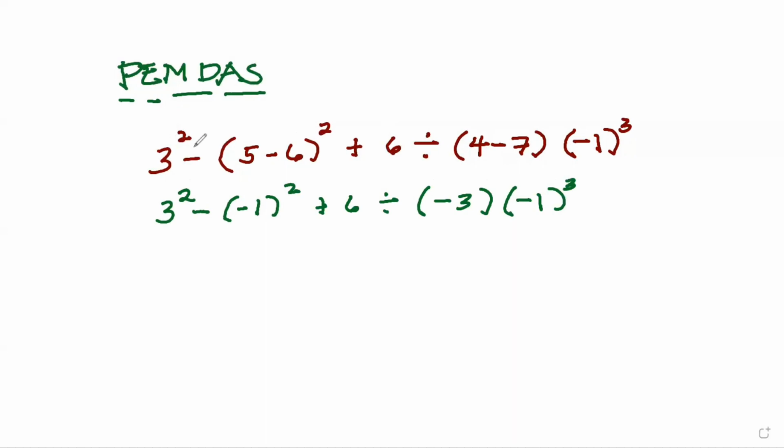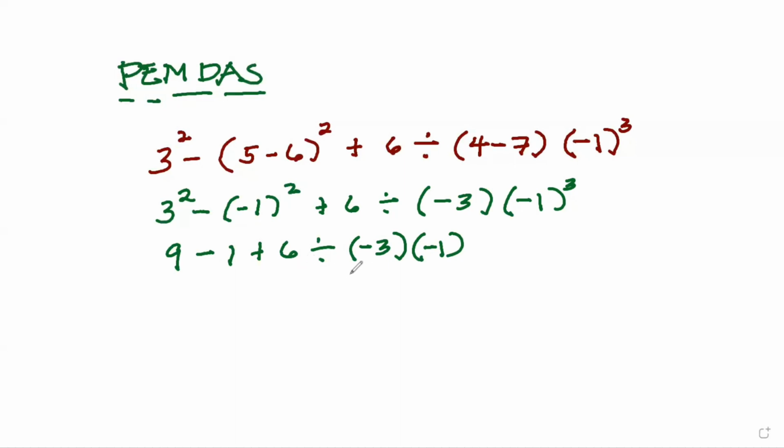Okay, next naman, exponent. So exponent, so this is 3 squared, so that's 9, minus negative 1 squared, so that is then 1, plus 6 divided by negative 3, write muna natin, then negative 1 cubed, that is equal to negative 1. Okay, next naman, sabi dito nga, multiplication, division, depende kung alin ang mauna from left to right.